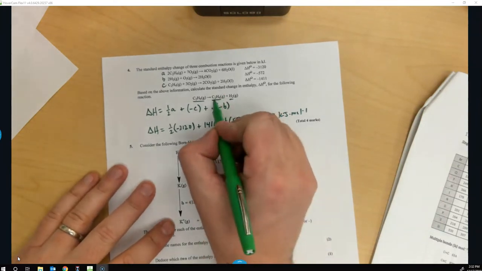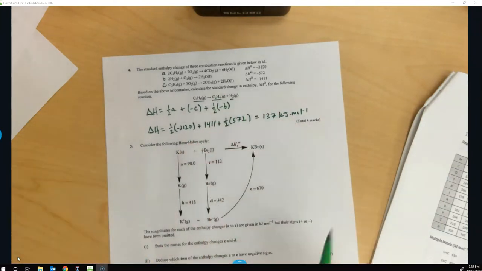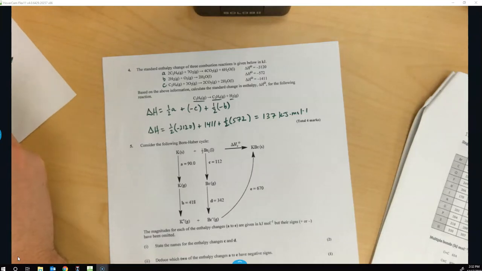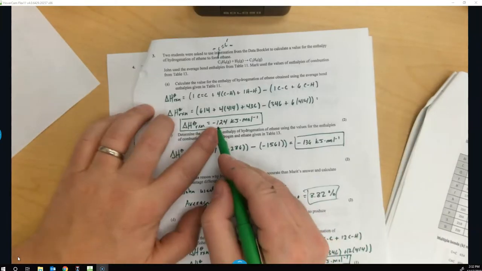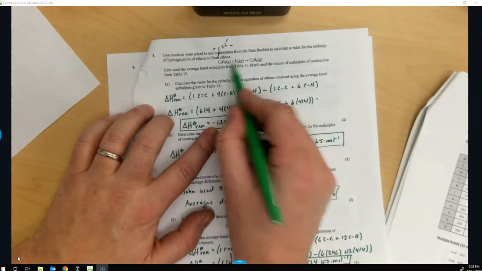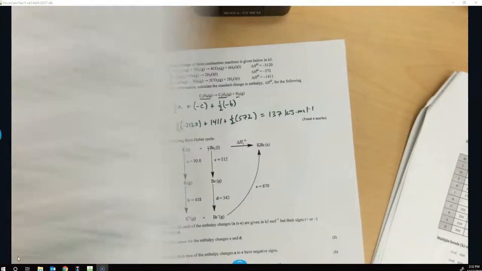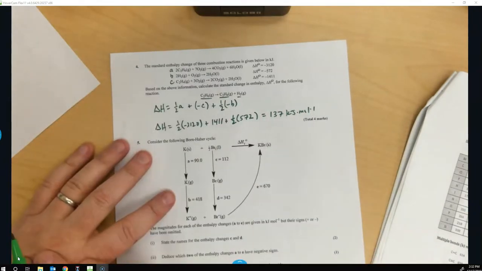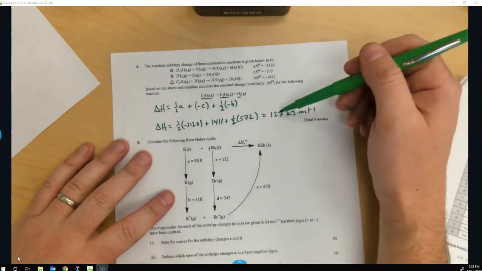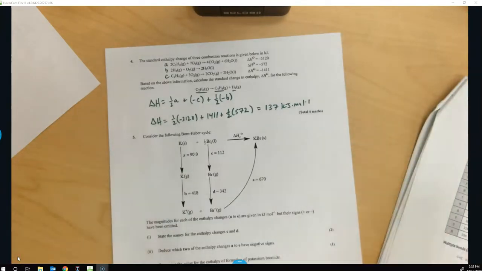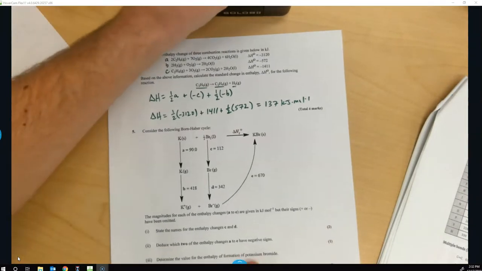And this actually makes sense because this is just the hydrogenation of ethene. And if we look at the previous page, we see that the hydrogenation of ethene is an exothermic process, so the reverse should be endothermic. Now, of course, these two methods give you a slightly different value because of the discrepancies and assumptions we have to make in these processes.